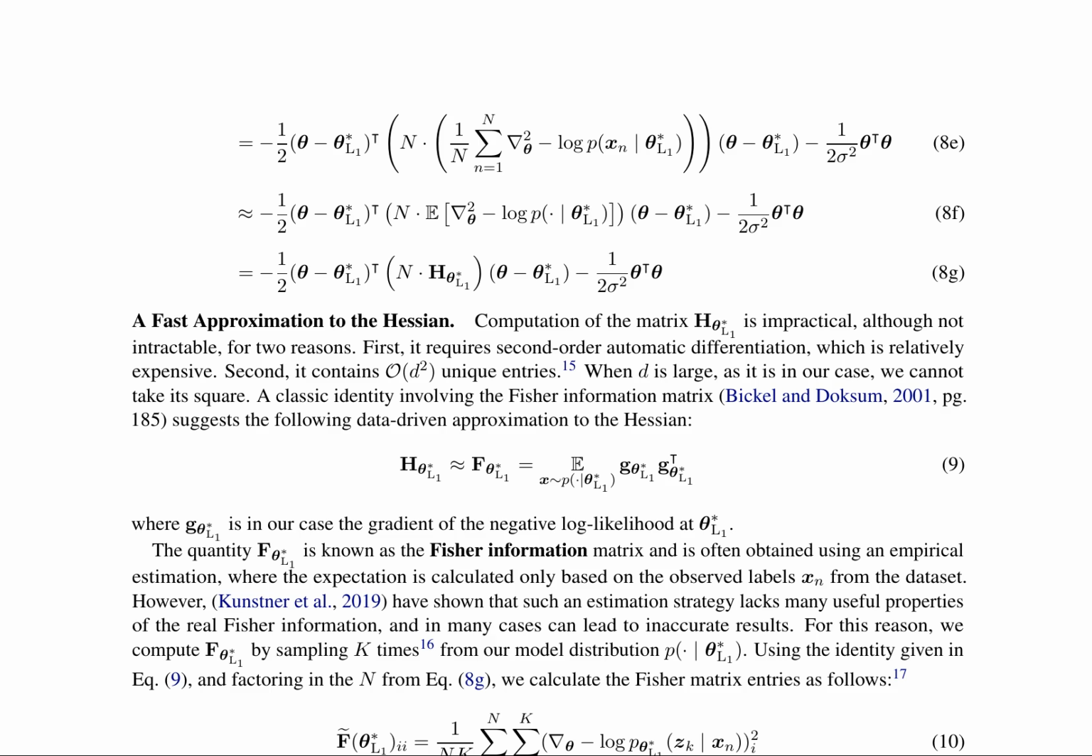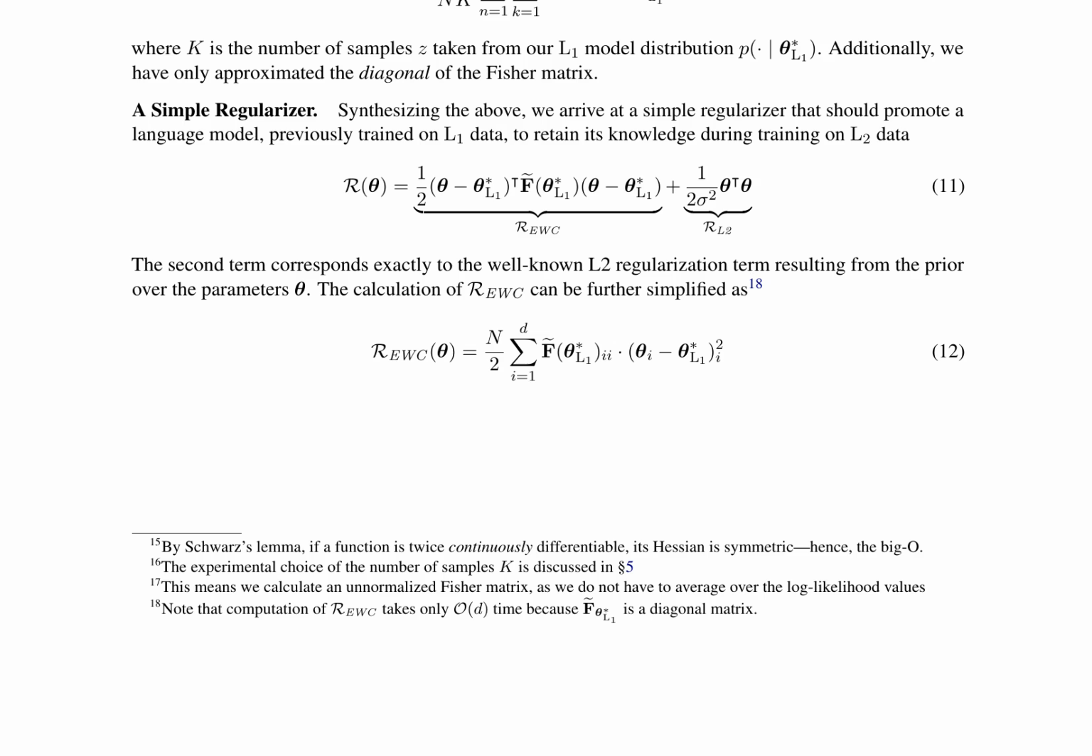The Fisher matrix is approximated for its diagonal entries, yielding the matrix EF at theta star L1, which is used to construct a simple regularizer R(theta) that promotes knowledge retention in language models during L2 data training. The regularizer comprises two terms, REWC, corresponding to the expected weighted curvature, and RL2, the well-known L2 regularization term resulting from the prior over parameters theta.